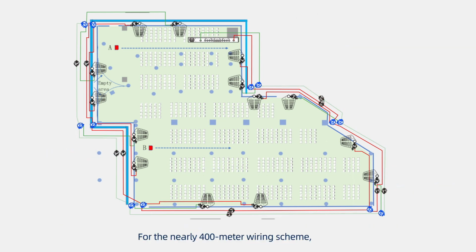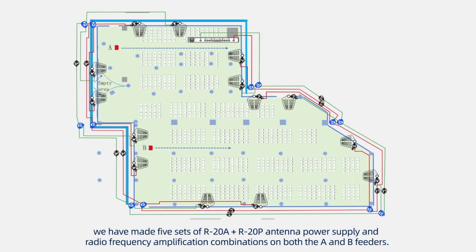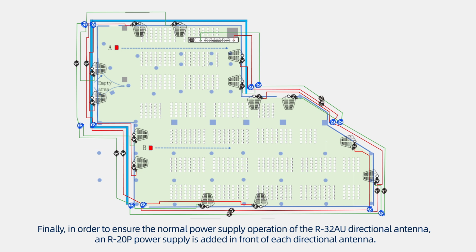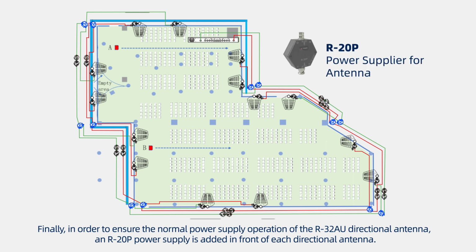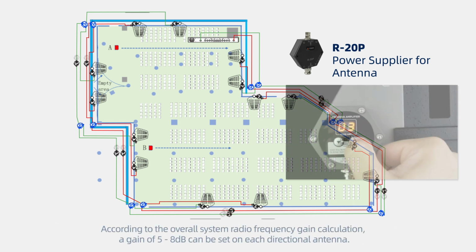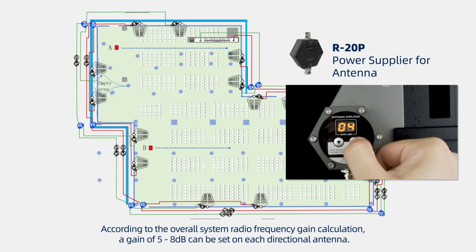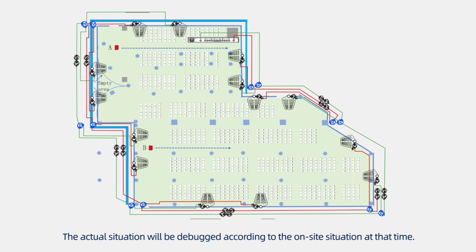For the nearly 400-meter wiring scheme, we have made 5 sets of R20A and R20P antenna power supply and radio frequency amplification combinations on both the A and B feeders. Finally, in order to ensure the normal power supply operation of the R32AU directional antenna, an R20P power supply is added in front of each directional antenna. According to the overall system radio frequency gain calculation, a gain of 5 to 8 dB can be set on each directional antenna. The actual situation will be debugged according to the on-site situation at that time.